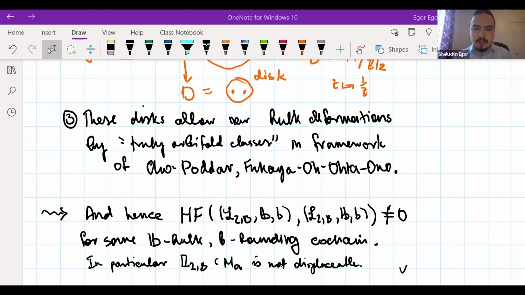Because if you have a usual Hamiltonian diffeomorphism of MA, then it acts on MA times MA by its square, phi times phi, and that is symmetric, so it passes on to the symmetric product. And so if L2B is displaceable by phi, clearly L curly 2B will be displaceable by this symmetric square of phi.